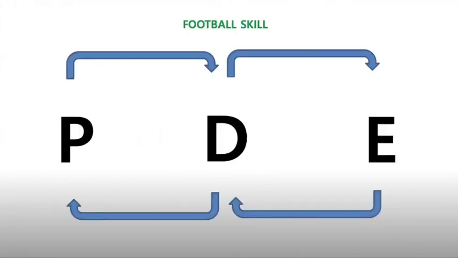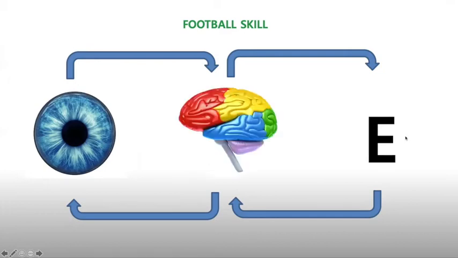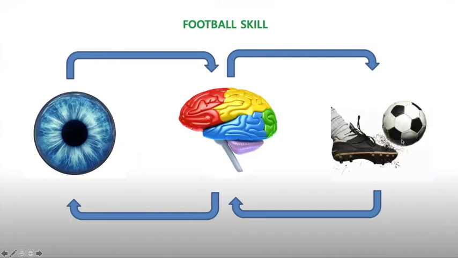So this is what New Zealand Football calls the precision decision execution. The P is your perception, so that determines how you act. So what you see and hear, it might be how much space or time you have. Then based on this, the player makes a decision. So what action? Do I pass it? Do I run with the ball? Do I tackle? And then finally, they'll execute the action.